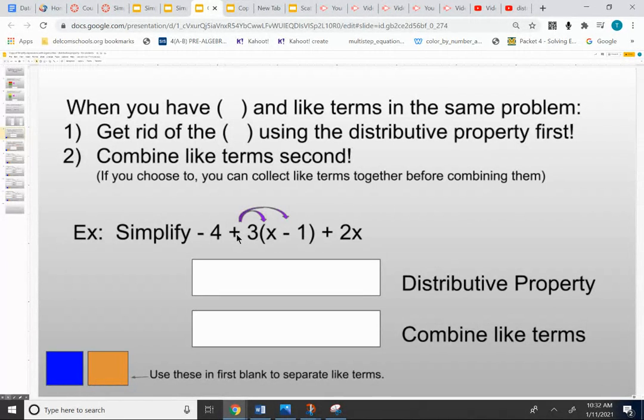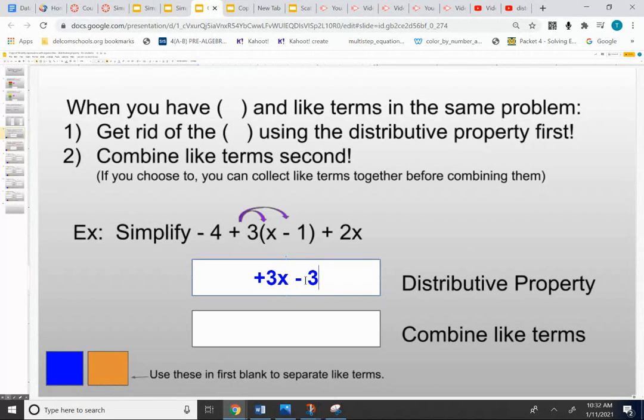So we're going to just break it apart. We're going to take positive 3 times x, that's going to be positive 3x. Then we're going to take positive 3 times negative 1. We're treating that subtraction symbol as if it's a negative. A positive 3 times a negative 1 is a negative 3. So that middle part, we end up with a positive 3x minus 3.